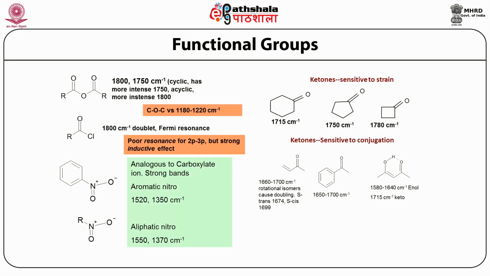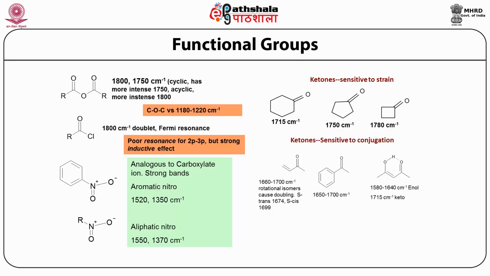We discuss different functional groups. For the ester, you get the peak at 1800 to 1750 per centimeter. For the RCOCl group, you get a 1800 doublet peak, Fermi resonance, analogous to the carboxylate ion, with strong bands for the nitro group. Aromatic nitro 1520 and 1350 per centimeter, and aliphatic nitro 1550 and 1370 per centimeter.